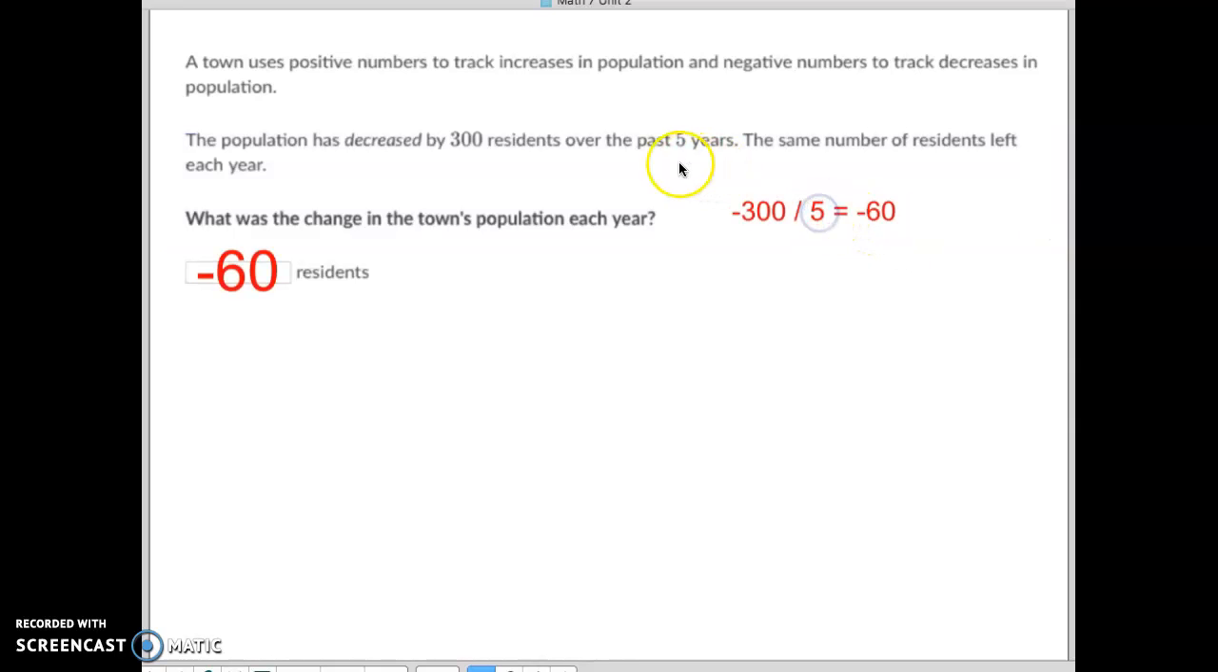Well, we can do that by simply taking the 300 decrease, which is a negative 300, and dividing that by the 5 years, and we get 60 people per year have left each year, which becomes our answer right there. Hey, not a very difficult one today, guys. You've got this.